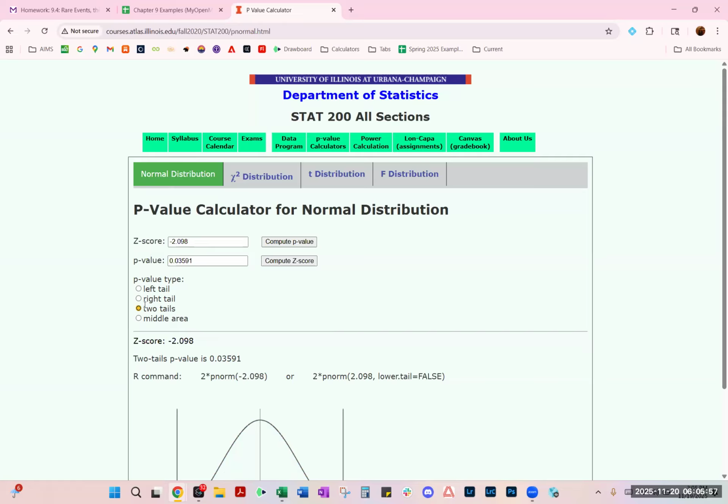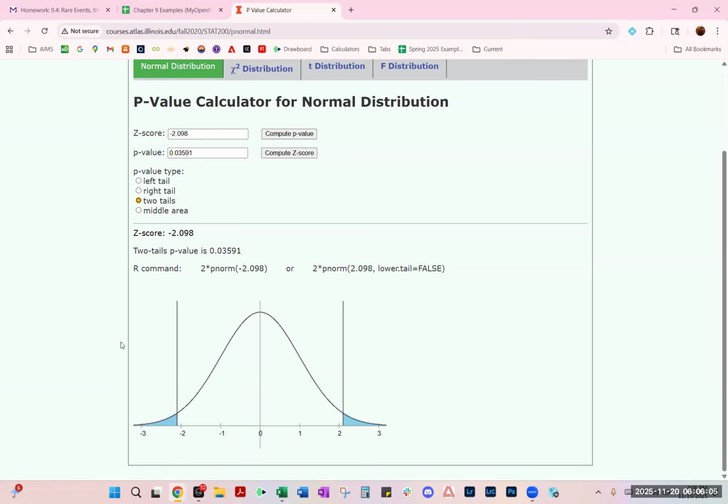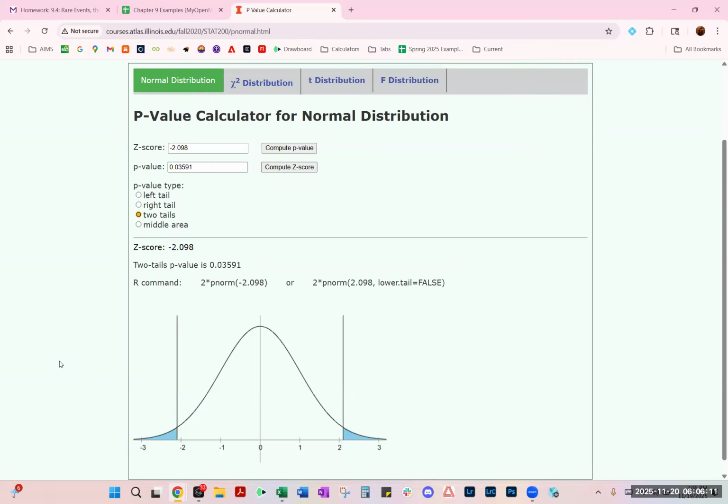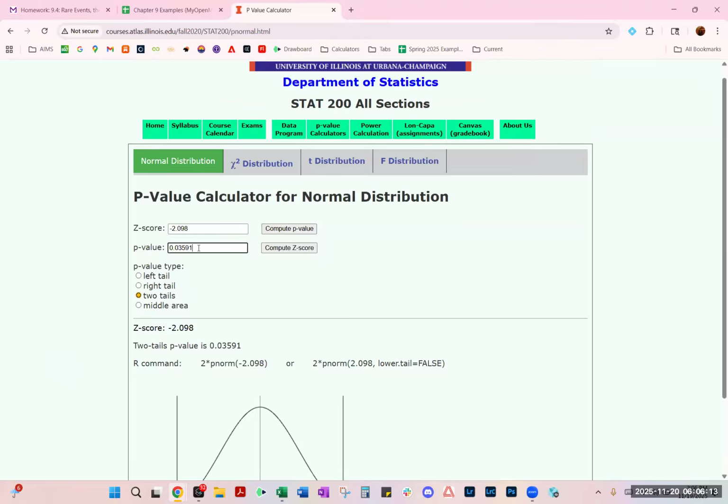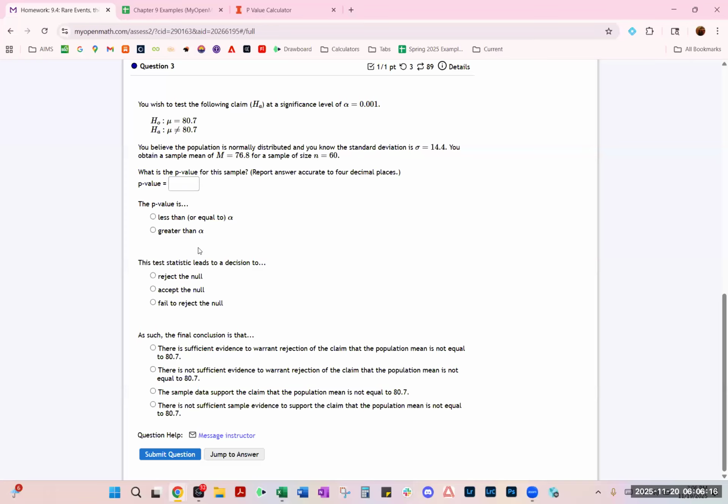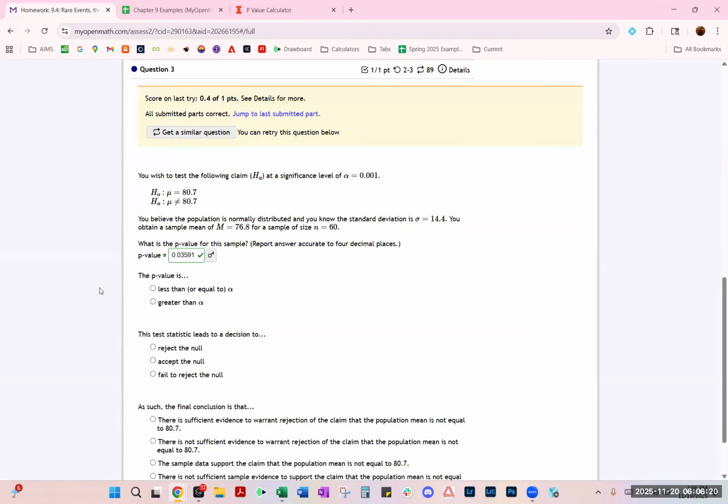So it is very essential you remember which type of hypothesis testing you are doing and choose that p-value type correctly. And then, of course, you will see it's going to show you a little graph here just to go with, what the normal distribution will look like in this case. And then once you have your p-value, we can come back to our problem. We can paste it here and check our answer.